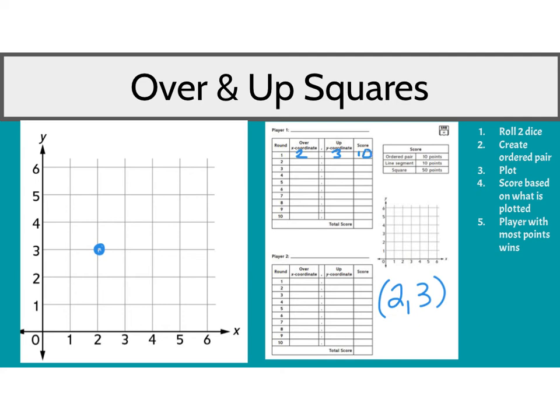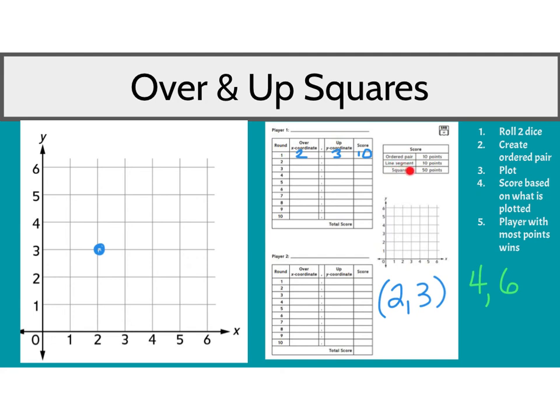So now let's say that it's my partner's turn and they are going to roll the dice, and let's say they got a 4 and a 6. And they decided when they looked at the grid, what could I do? Because what you're trying to do ultimately is put your points in locations where you can actually form a square. That's the ultimate goal, because notice when you look at the scoring area, you get 10 points for an ordered pair.